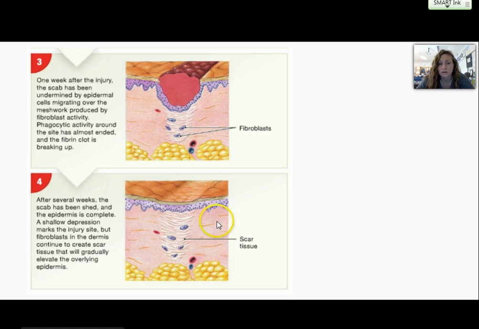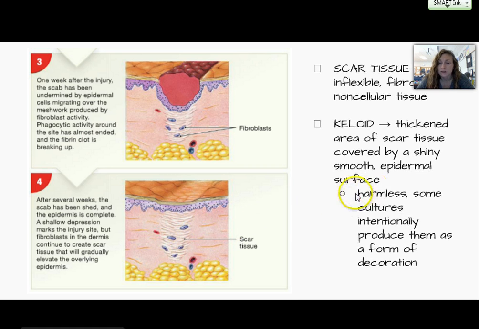A shallow depression marks the injury site, and we basically have scar tissue. And that's an inflexible, fibrous, non-cellular tissue. We could also form keloid scars, which are thickened areas of scar tissue covered by a shiny, smooth epidermal surface. This is harmless. Some cultures even intentionally do this as a form of decoration.